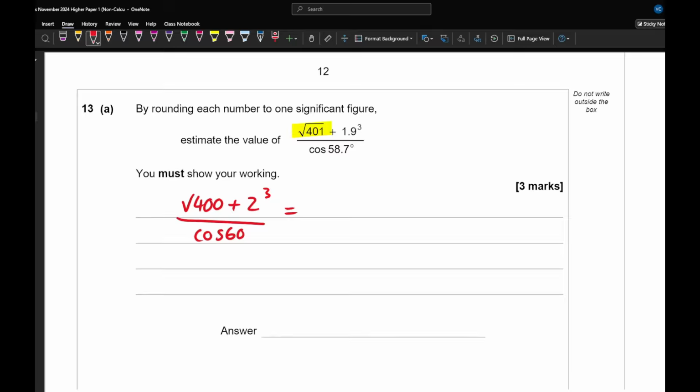Well, square root of 400 is 20, 2 cubed is 8, and cos 60 is 0.5. So what we get is 28 divided by 0.5. How many halves are there in 28? Well, that's going to give me 56.